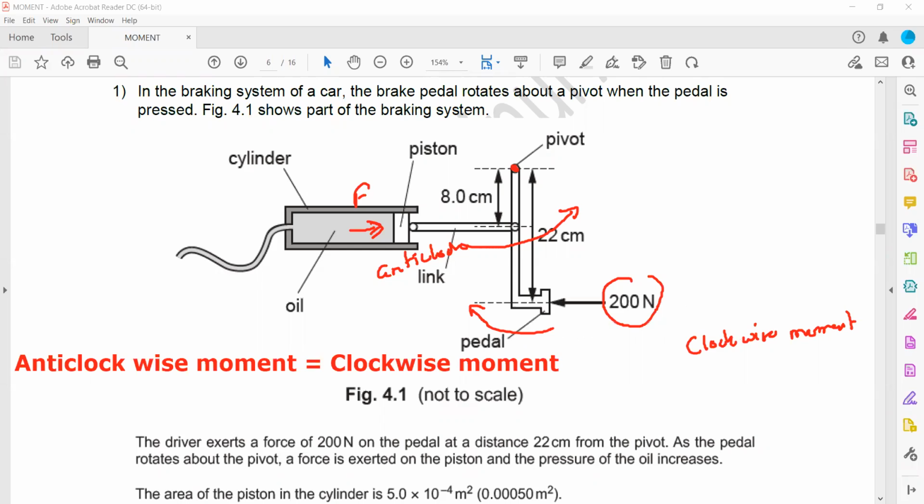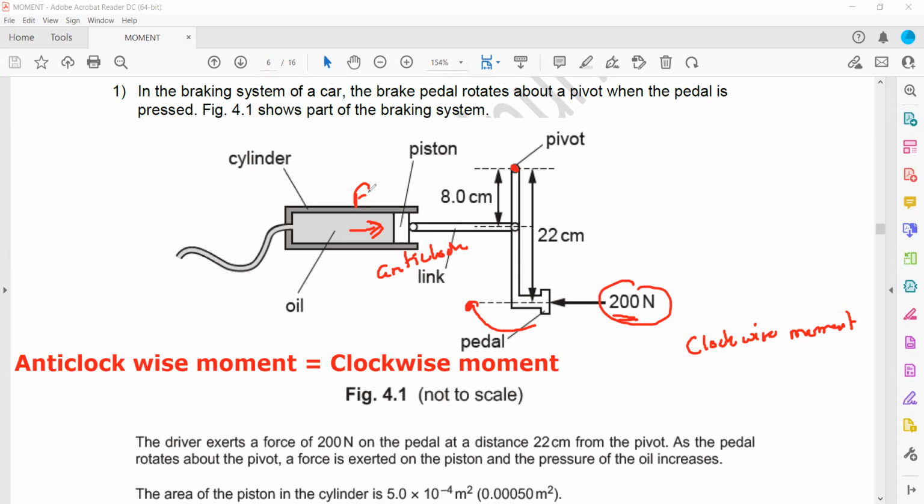Now, how to get the moment? Moment is the product of force and distance. So the force multiplied by perpendicular distance. So the first force, that is a 200 Newton force. You can see this is a 200 Newton force. And what is the distance? We always take a perpendicular distance from the point of rotation or a pivot. So the clockwise moment is due to a 200 Newton force, which is 22 centimeter from the pivot.